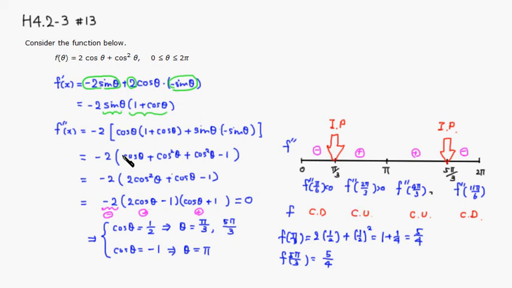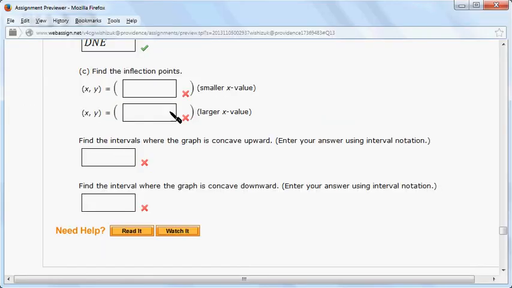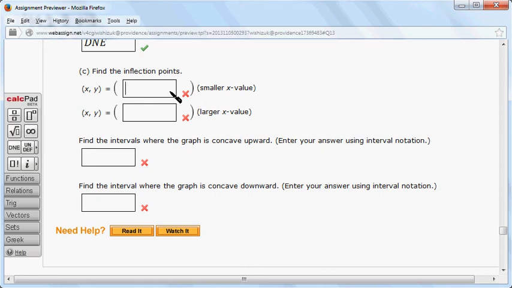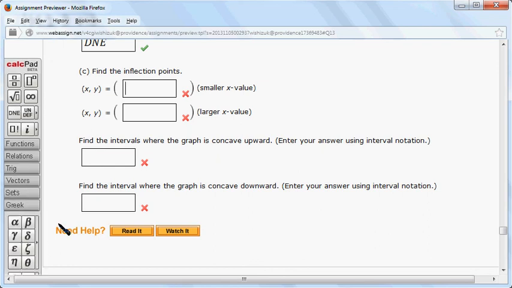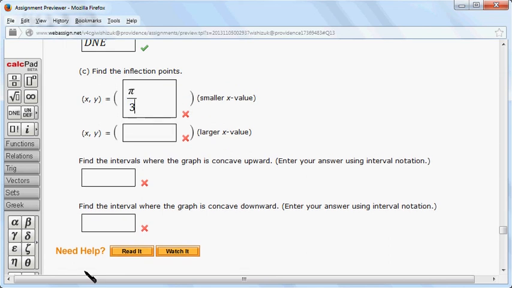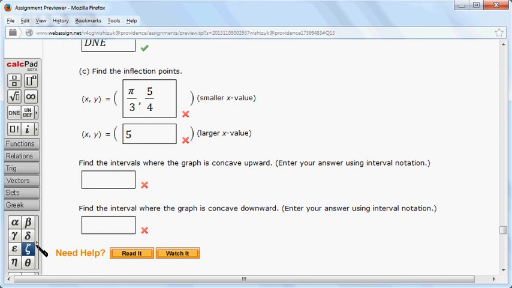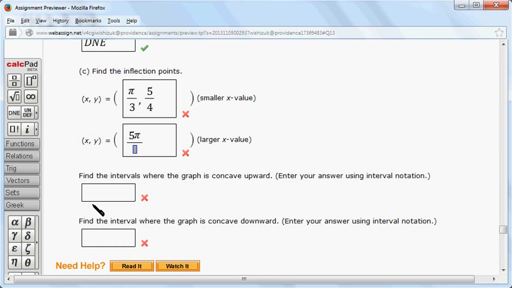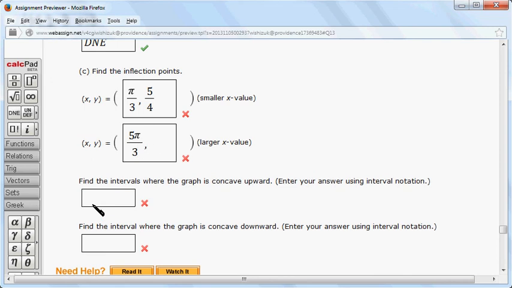All right, so let's type it in first. The smaller x value would be pi over 3, so I have to find pi. All right, pi over 3, comma, 5 over 4. And this was 5 pi over 3, comma, 5 over 4, right?